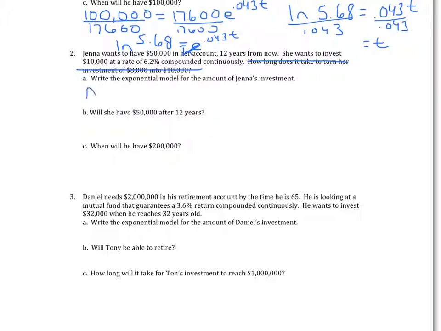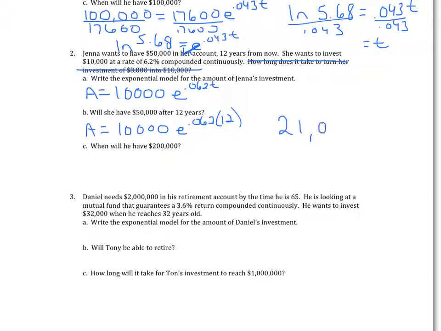So in this problem, we have the final amount equals $10,000 invested times e to the rate, which is 0.062 times time. That's our model. And then we're going to look at when she has 12 years, 0.062 times 12. We'll go ahead and put that in the calculator. And she will have $21,043.36.